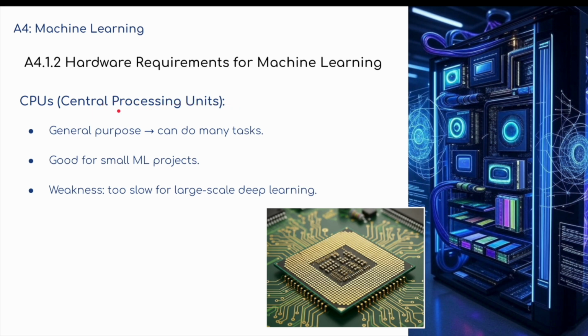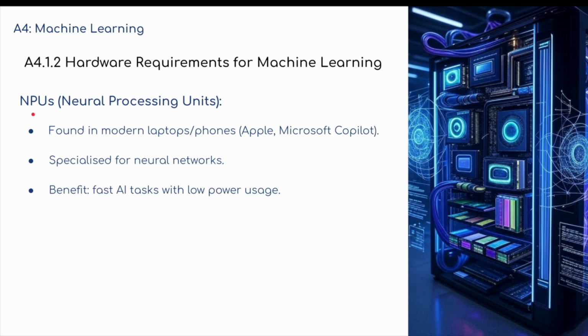A CPU, you've all heard of these, the central processing unit. General purpose, can do many tasks. Okay, good for small machine learning projects. Too slow for large-scale deep learning projects. Whereas NPUs, neural processing units, found in modern laptops and phones, Apple and Microsoft Copilot, specialized for neural networks. They perform AI tasks faster with low power usage.